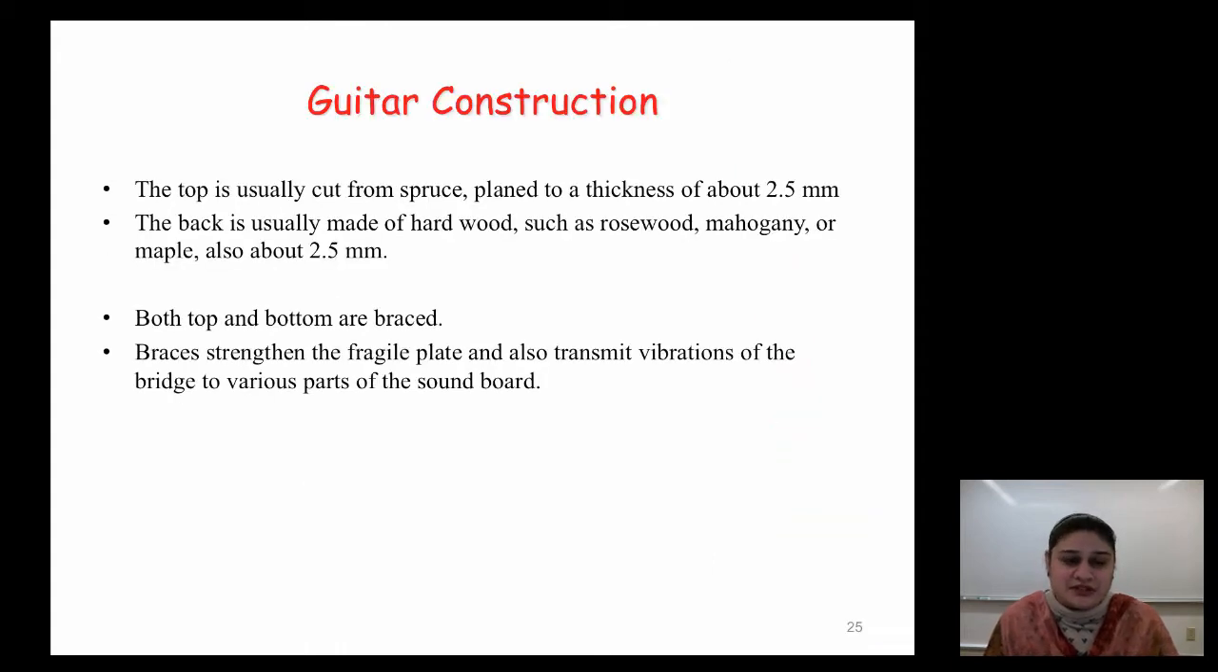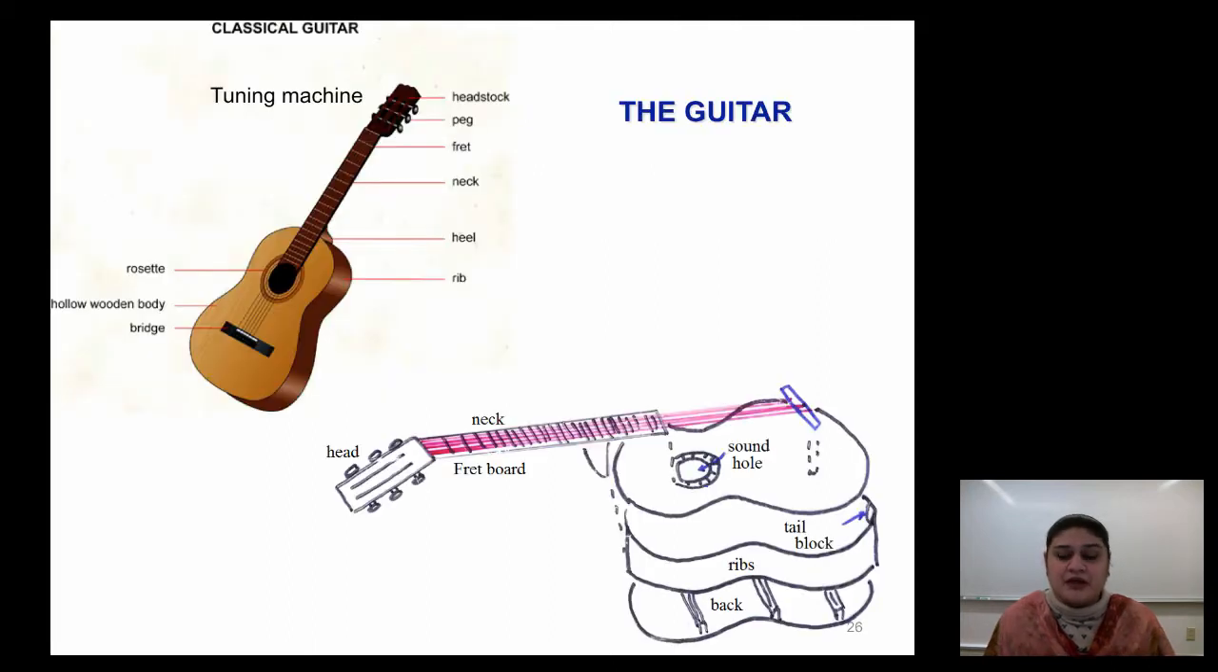So how is it constructed? The top is usually made out of spruce, planed to a thickness of about 2.5 millimeters. The back is usually made out of hardwood such as rosewood, mahogany, or maple, also about 2.5 millimeters thick. Both top and bottom are braced. The braces strengthen the fragile plate and also transmit vibrations of the bridge to various parts of the soundboard.